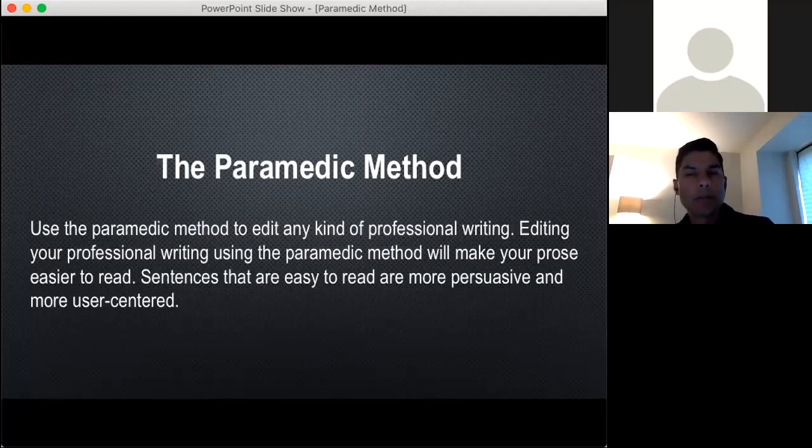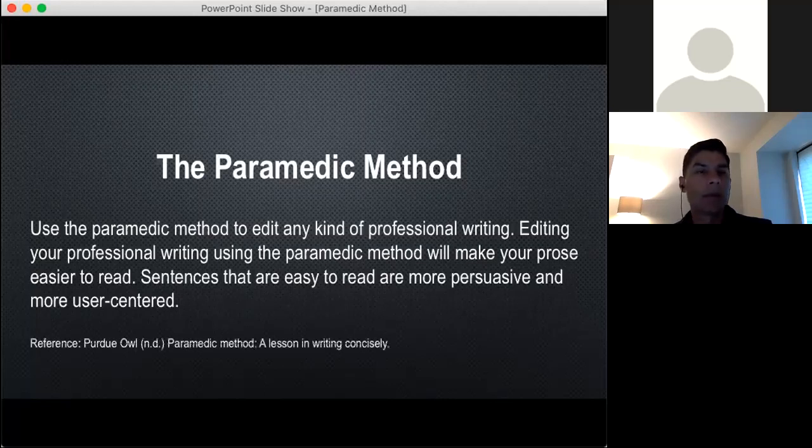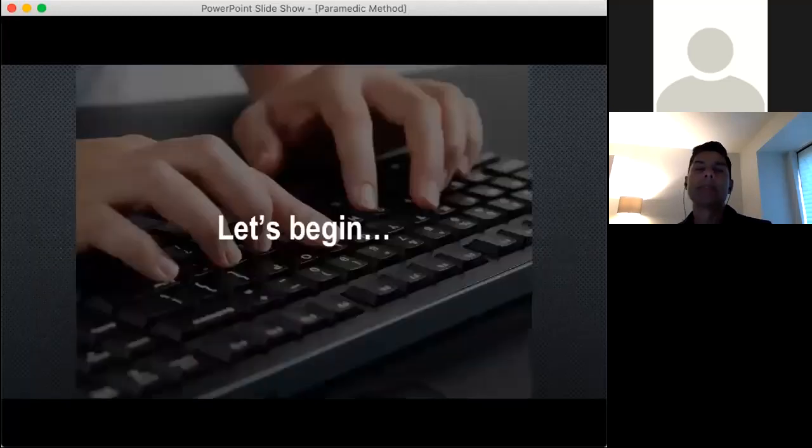Yes, you open up a Word document, and I'm going to have you do some exercise, and I'll let you know when we get started with that. All right, so this definition comes from Purdue OWL, in case you wanted to know. All right, now let's begin.